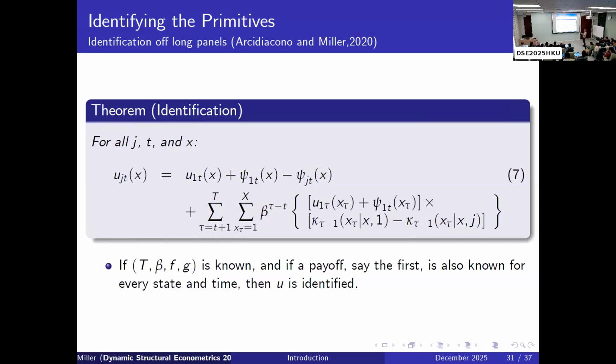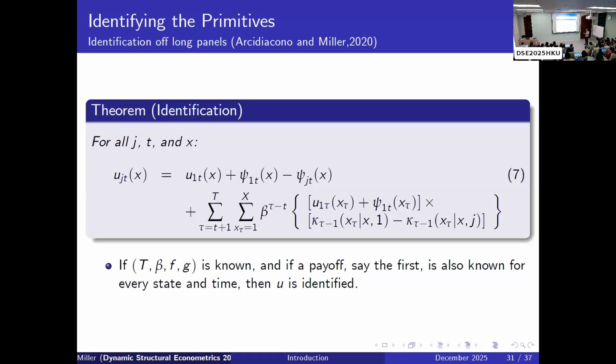So this basically produces the identification result that if you know the payoff of, say, the first utility, first choice, or more generally, you're willing to assume it, then the utility of all the other choices at all the other states are identified because they only depend on the conditional choice probabilities. These correction terms are identified, okay? So that's where they're appearing here and here, okay?